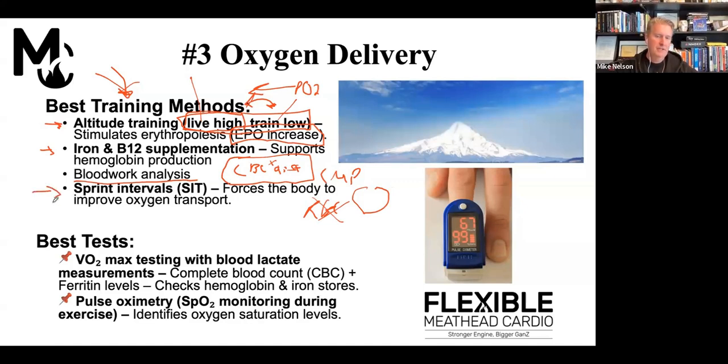Again, what do we see here? Sprint intervals, forcing the body to improve oxygen transport and extraction. So this is what's going to be most useful, doing those high VO2 max intervals. So best testing, again, if you can do a VO2 max with blood lactate measurements, great. That's useful, but we'll show you some surrogate tests that you can also do. Complete blood count, CBC with ferritin, check hemoglobin, iron stores, etc. That's always good to know. In general, guys tend to run a little bit too high on iron and ferritin. Women tend to run too low. So on pretty much anyone, if I'm going to look at basic blood work, either female or male, I'm definitely going to do an iron panel, usually for opposite reasons.